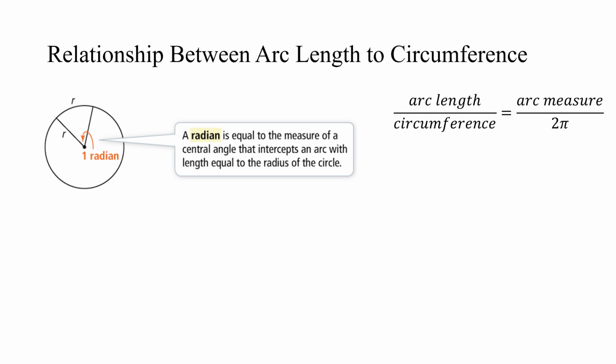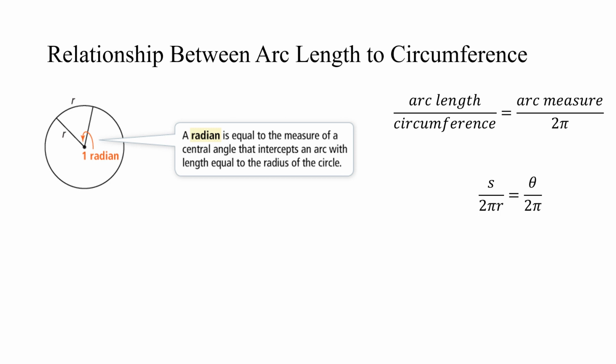And luckily, the logic is pretty much the same. Arc length is going to be a fraction of the circumference, but now because we're in radians, the overall arc measure of the circle is not 360 degrees, it's going to be 2 pi. There are 2 pi radians in every circle. So arc length divided by circumference is going to equal arc measure in radians divided by 2 pi.